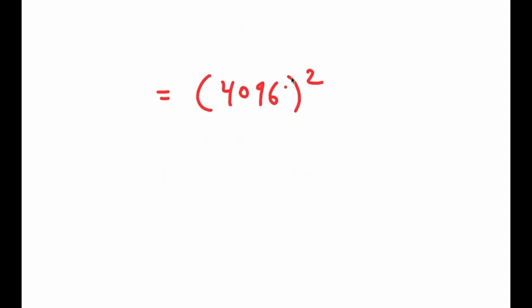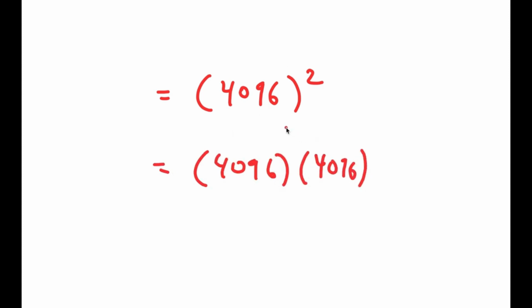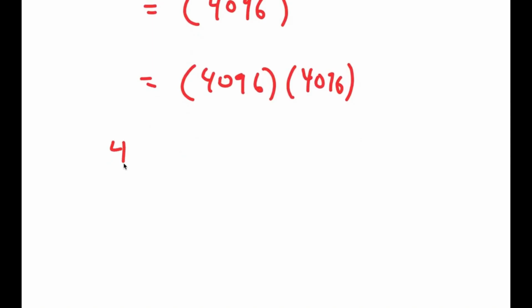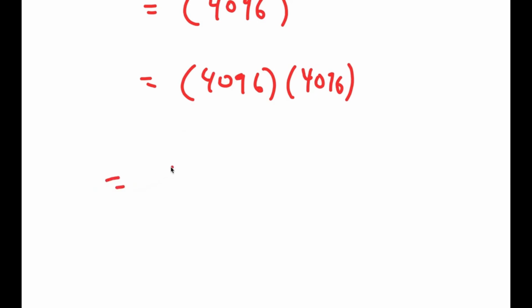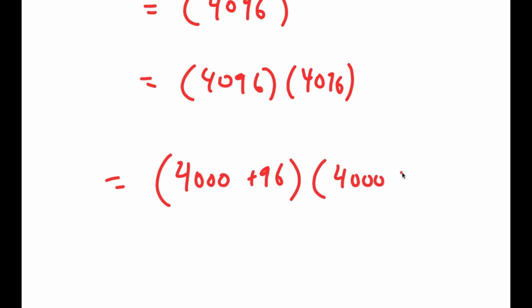Now, what most people would do, well, first of all, 4,096 squared is the same thing as 4,096 times 4,096. And from here, what most people would do is they would just multiply this like this, using the conventional method of multiplying it. However, this method takes way too long, and it's really easy to make an error using this method. So instead, to more easily solve this, I'm going to rewrite this as 4,000 plus 96 times 4,000 plus 96.